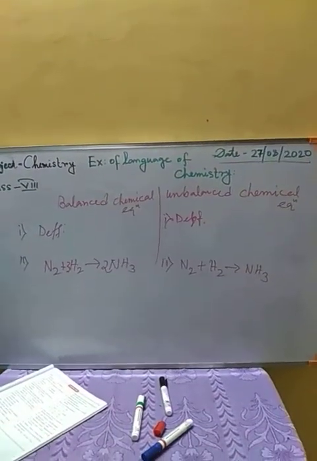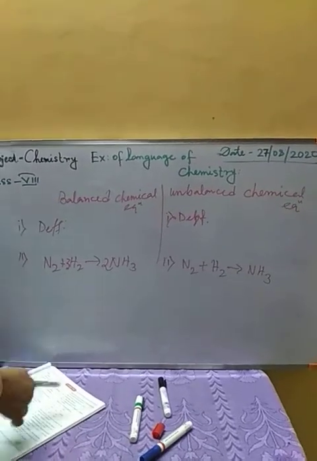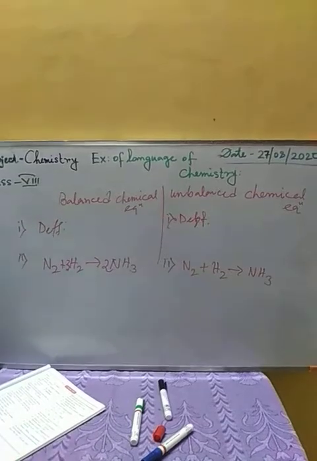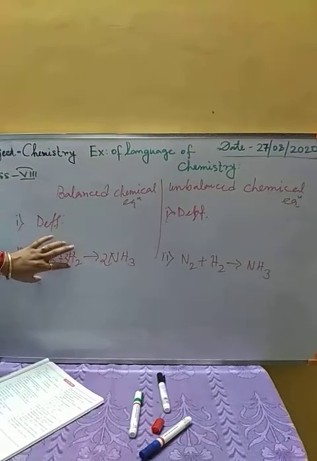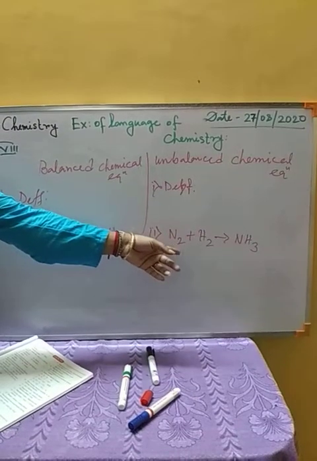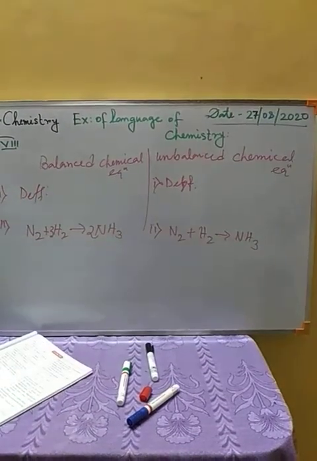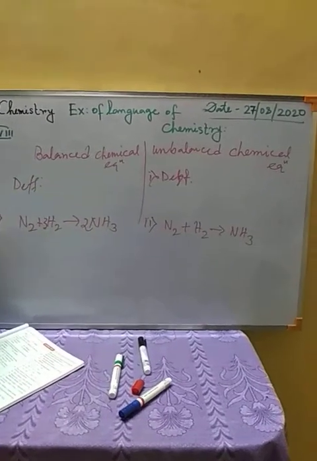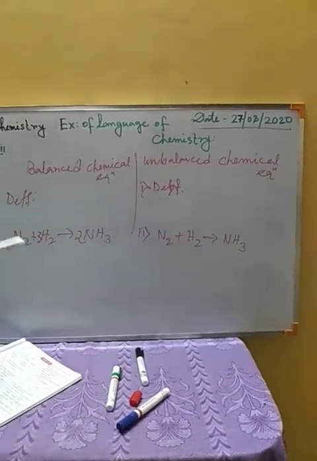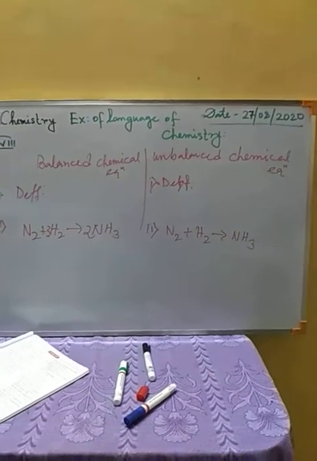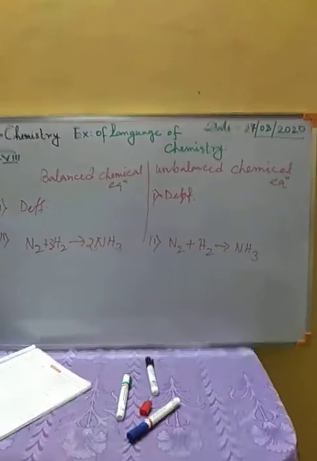So here one thing you remember: the same reaction on both sides, the same reaction you have to use. Suppose here you are using a balanced equation and here another unbalanced equation, that will not work. The same equation, one in balanced form, another in unbalanced form. You have to write, then only we can understand the difference. So in this manner you write down the difference.